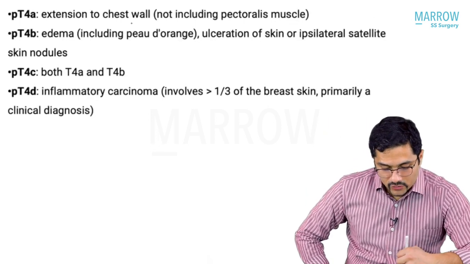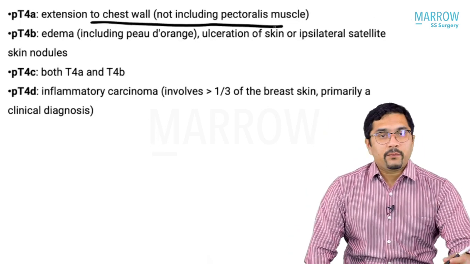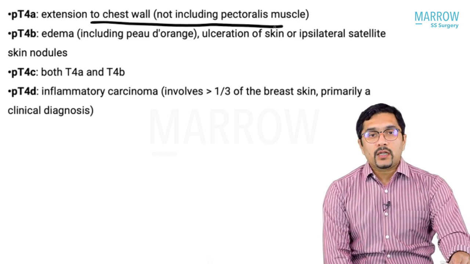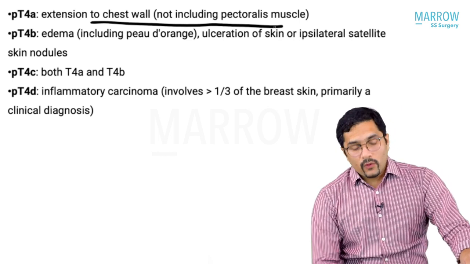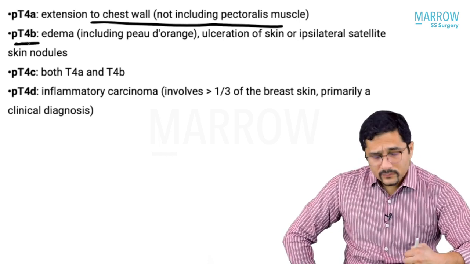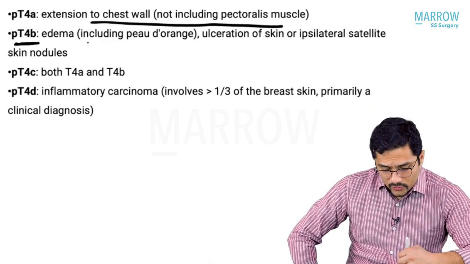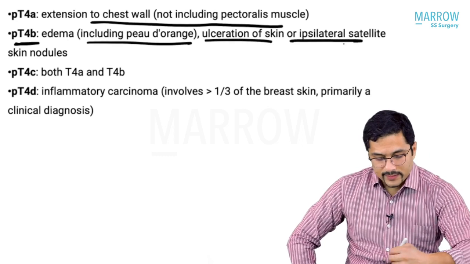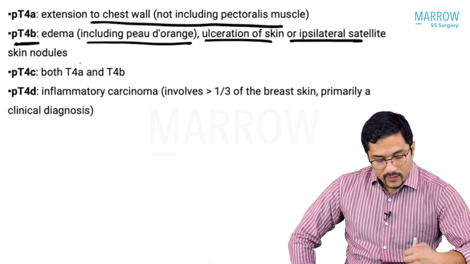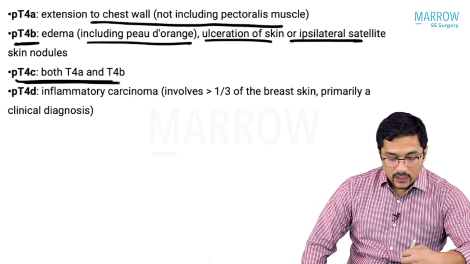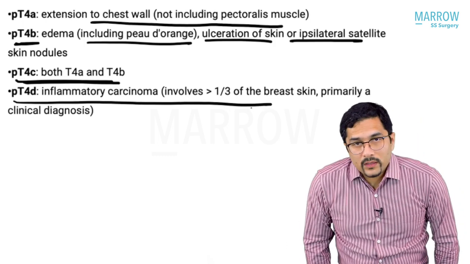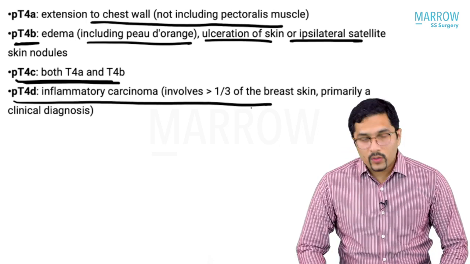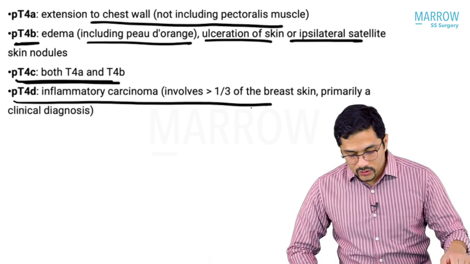T4a is involvement of the chest wall, and pectoralis muscle involvement is not considered chest wall involvement. T4b is skin involvement, which includes peau d'orange, ulceration or satellite nodules. T4c is a plus b, and T4d is inflammatory carcinoma, where more than 1/3 of the breast skin is involved with peau d'orange.